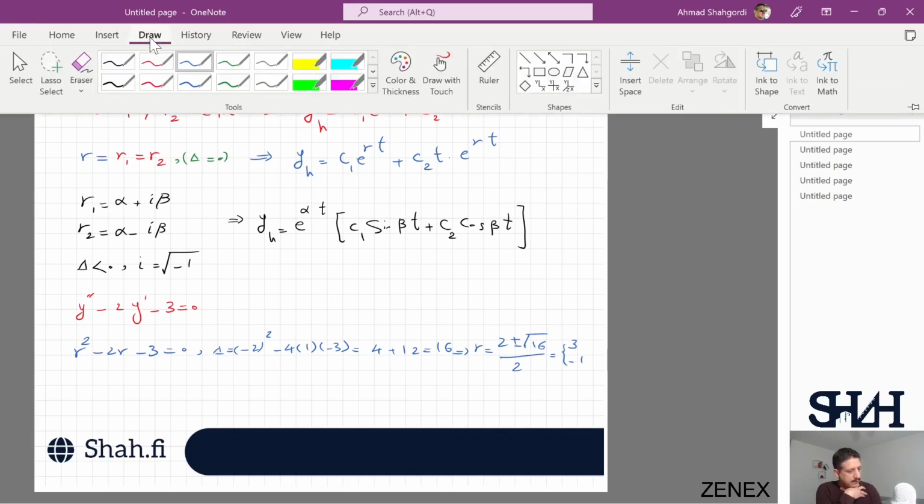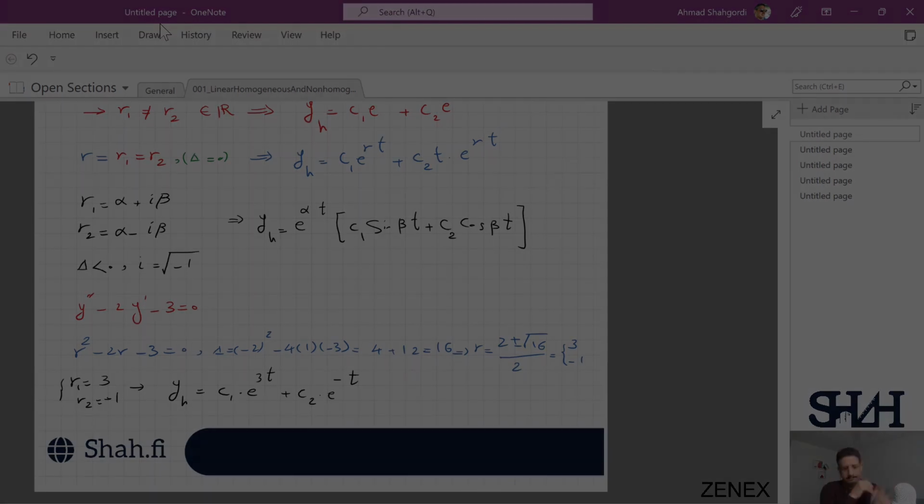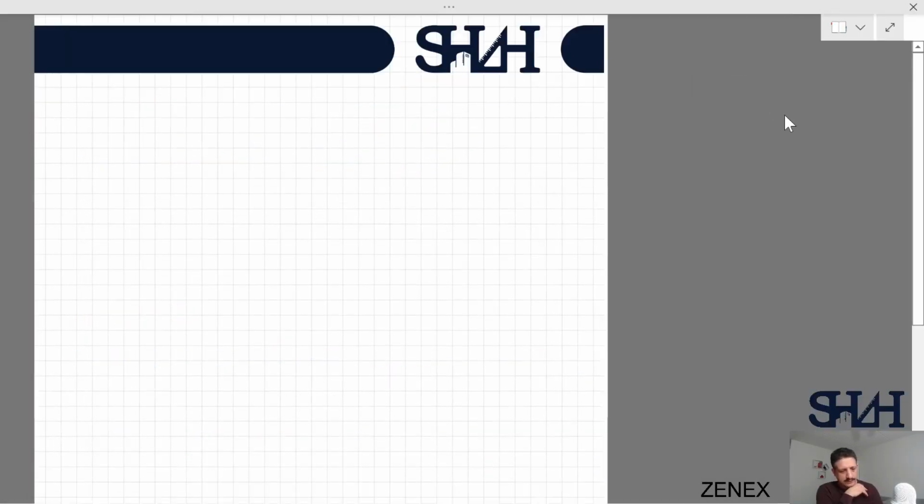And now we see that r1 is 3 and r2 is minus 1. So as a result, the homogeneous answer will be C1 e to the power of 3t plus C2 e to the power of minus t. Very simple. Now let's go to another example.